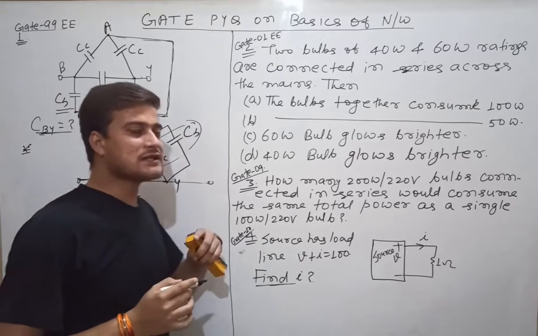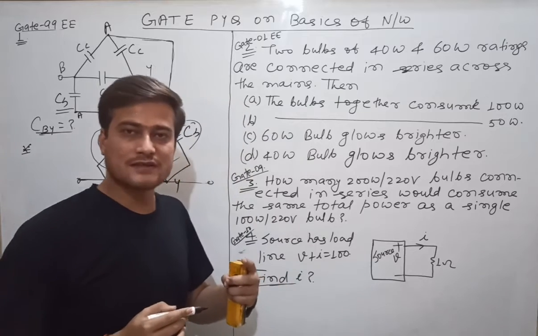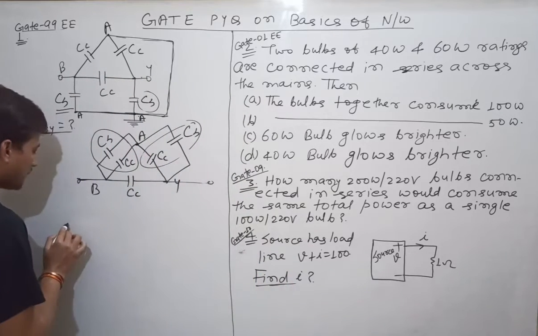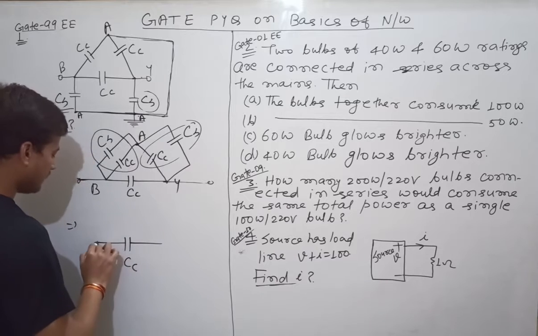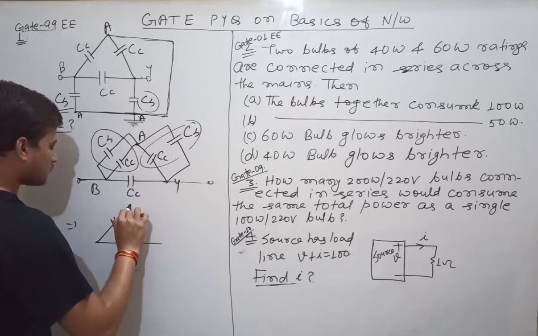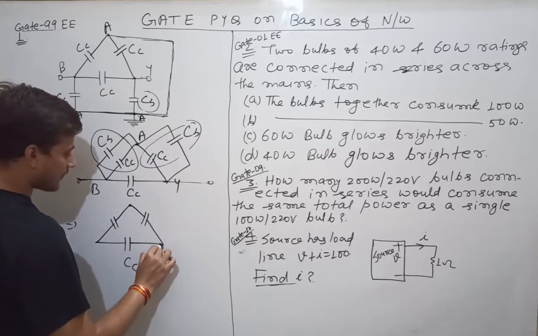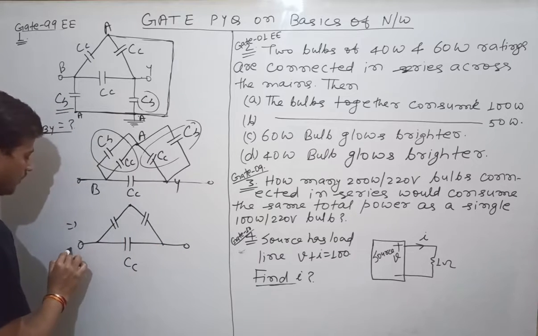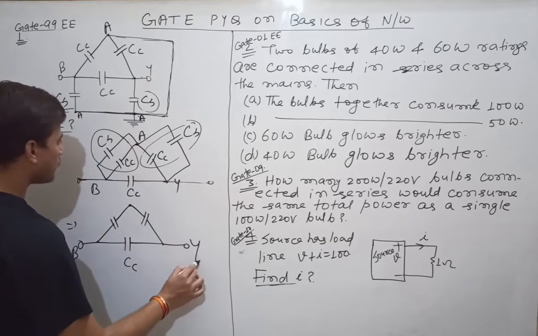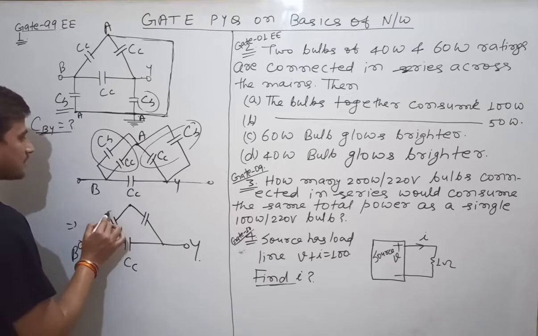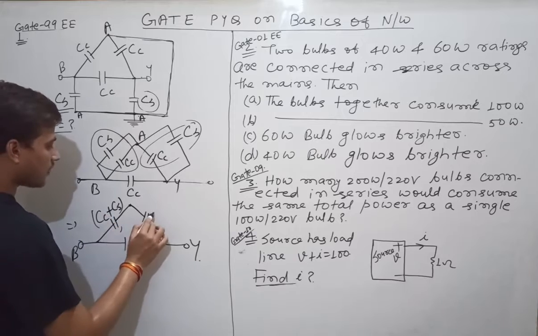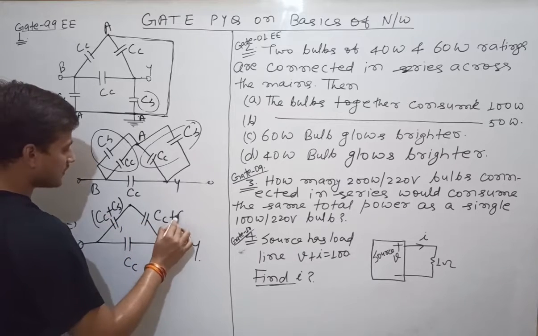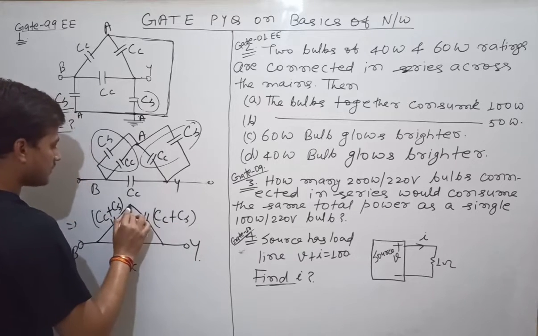So when the capacitors are connected in parallel, their capacitances are added. So let us draw the equivalent circuit. It will be like this, CC. Now these two capacitors will be replaced by single capacitor. You are having B, you are having Y. Now what will be the value of this capacitance? This will be CC plus CS. Similarly here also it will be CC plus CS. This terminal is A.